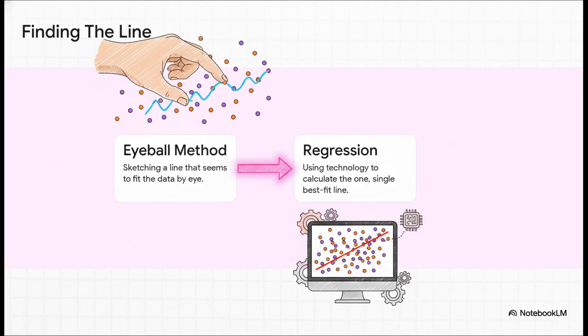Now, don't get hung up on the fancy name. All it means is that the computer runs a calculation to find the one single line that is mathematically the closest to all the dots at once. It is the perfect fit.